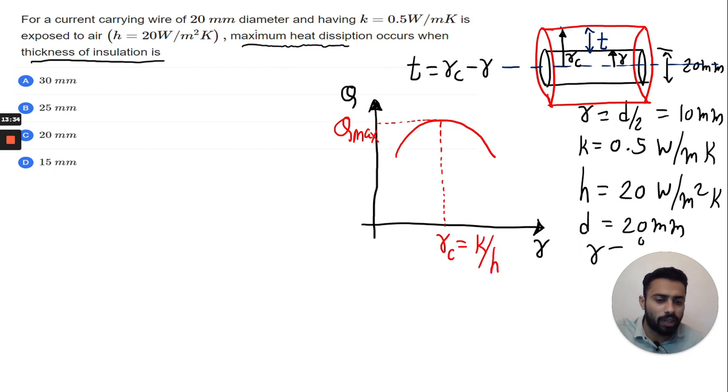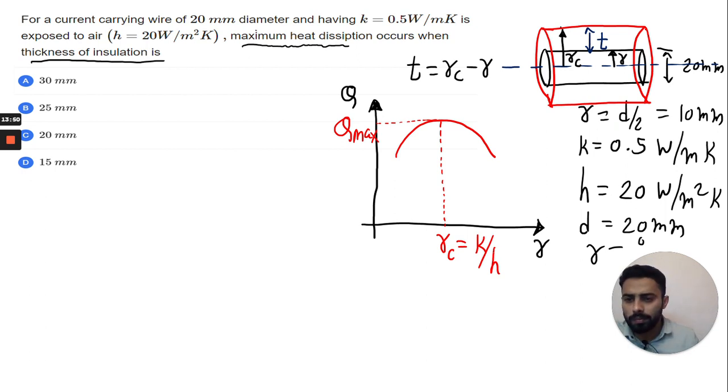A wire is one type of cylinder only. So why are we dealing with this RC, which is K by H? Because they have asked for the maximum heat transfer. So when will maximum heat transfer occur? When the critical radius of insulation is K by H.